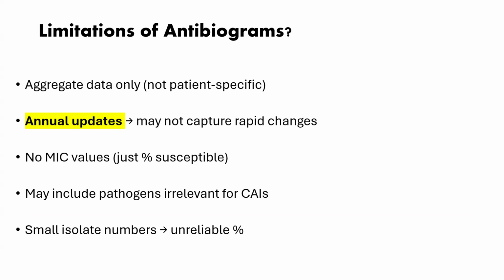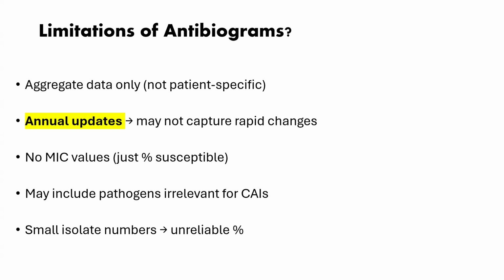There are a lot of limitations to the antibiogram because it is aggregate data. It is not patient specific. Also, it provides annual updates, and it does not capture rapid changes. Maybe there is an outbreak or something like that, and it will not be able to capture these rapid changes. It does not involve the MIC value, just the percentage susceptible. Also, it includes pathogens that are irrelevant for community-acquired infection.